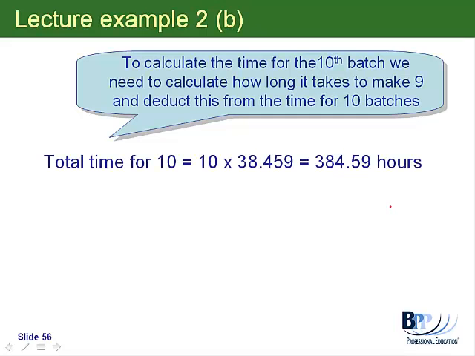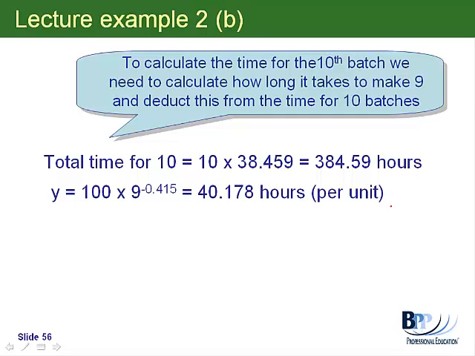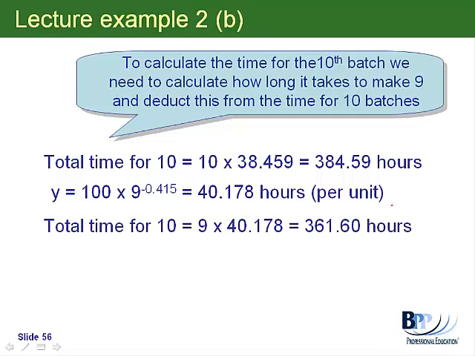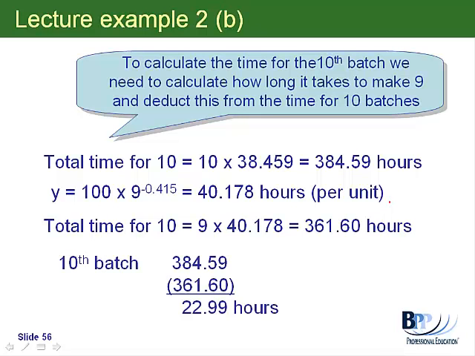So we know the time for 10, so in order now to work out the time for 9, basically we're just going to drop 9 into our formula here in place of the 10. Now remember again, this is giving you a number of hours per unit. So multiply that by 9 to get our total hours. We can then take those two total times, one from the other, and that gives us 22.99 hours for that 10th batch.